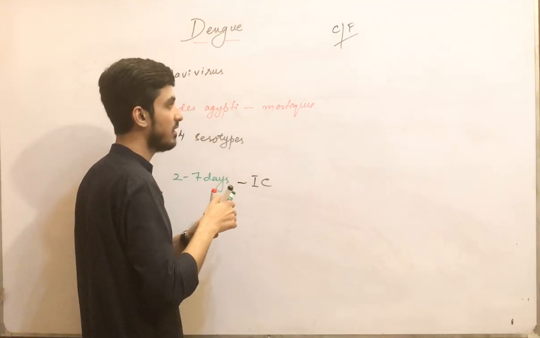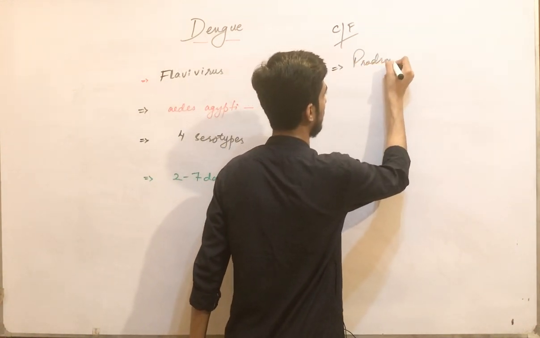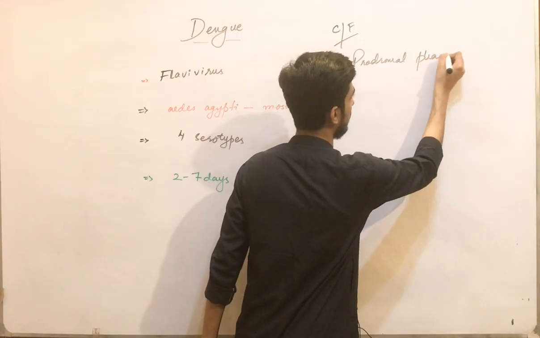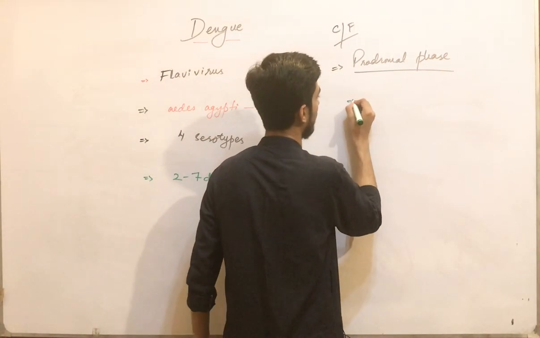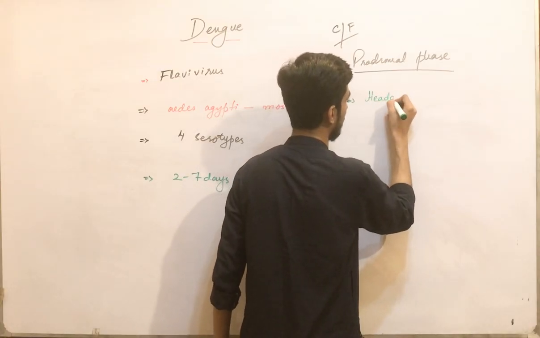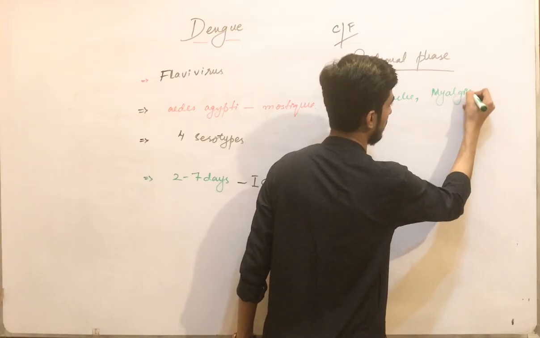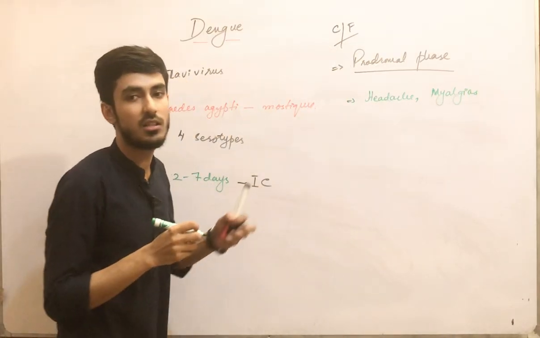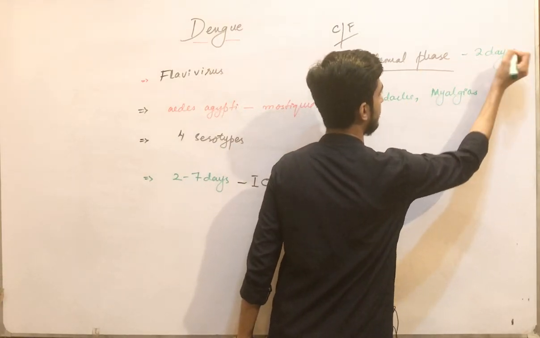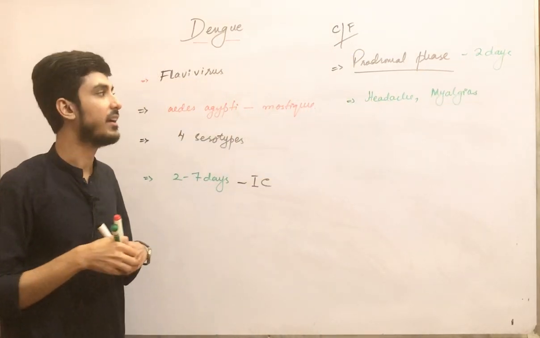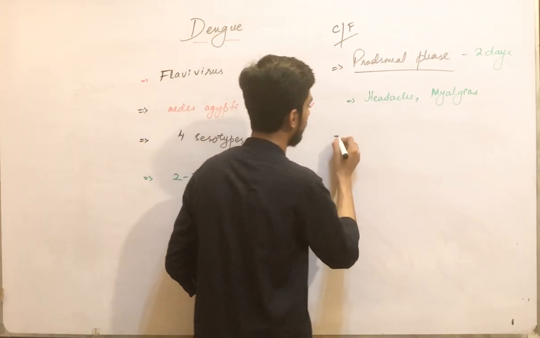After the incubation period, there will be a prodromal phase. In this phase, the patient will be complaining of headache and myalgias. So this is the prodromal phase, which lasts about 2 days, in which the patient complains of headache and myalgia. Now, after this phase, there is the acute phase.